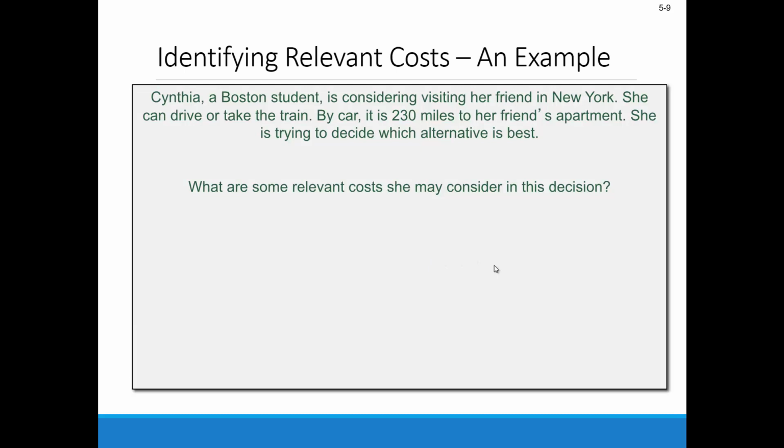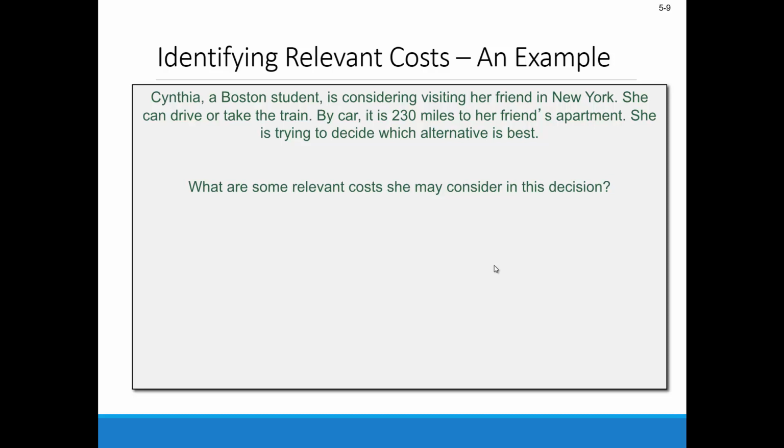So let's consider another quick example here, identifying relevant costs. Cynthia here is a Boston student. She's considering visiting her friend in New York. She can drive or take the train. By car, it's 230 miles to her friend's apartment. She's trying to decide which alternative is best. So what are some relevant costs she may consider in this decision? Give this a quick pause and a thought, and then we'll come back and talk about potential things to consider.